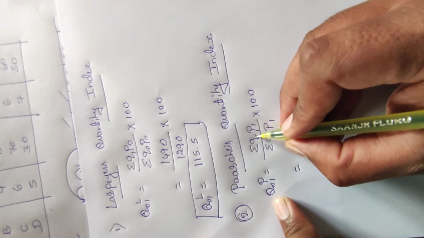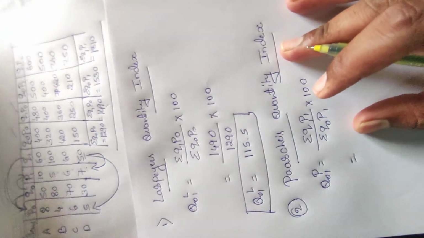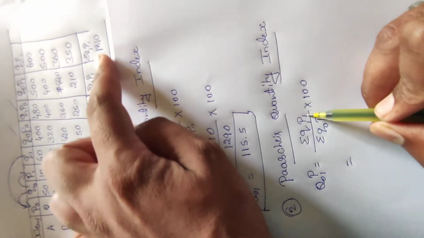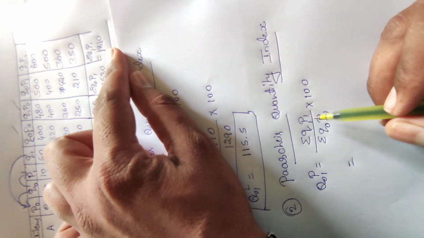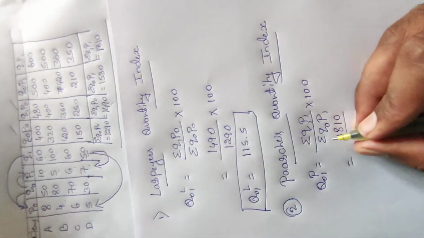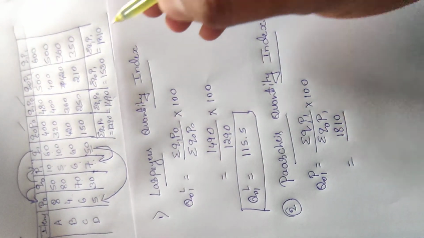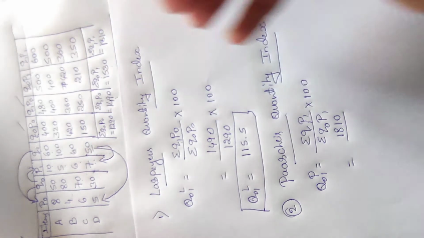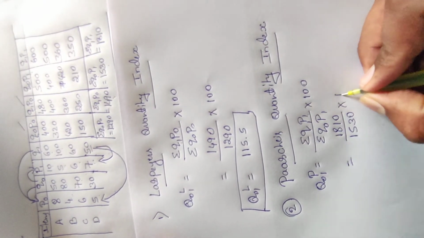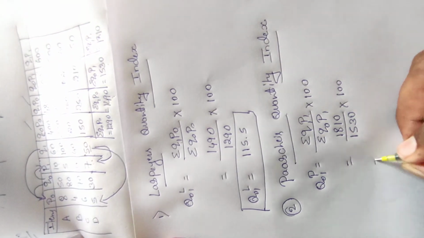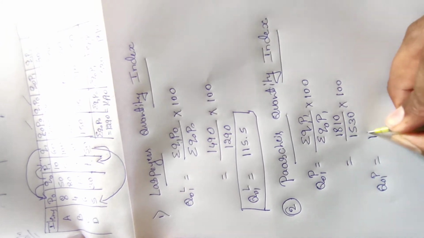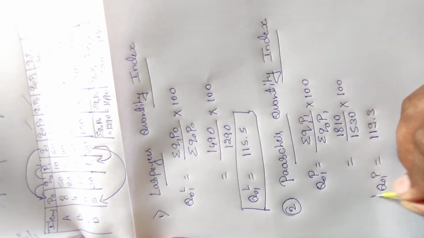The value of summation of Q1 P1 we get in the table. Summation of Q1 P1, the value is 1810, divided by summation of Q0 P1. Summation of Q0 P1, the value is 1530, into 100. We'll get the final answer 119.3.